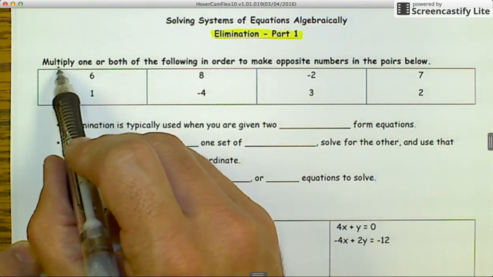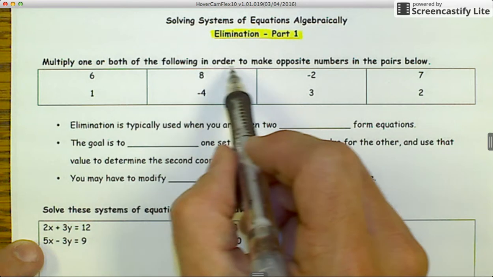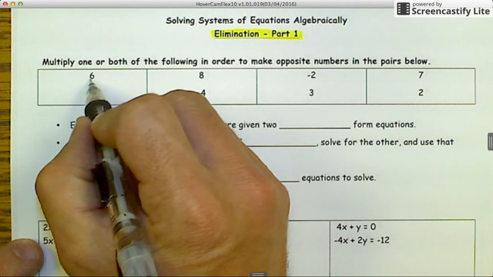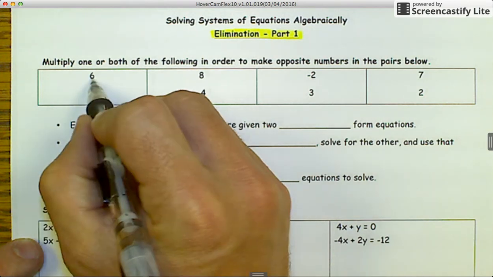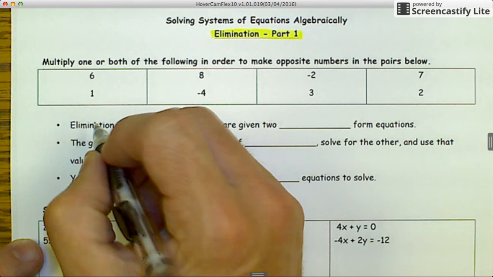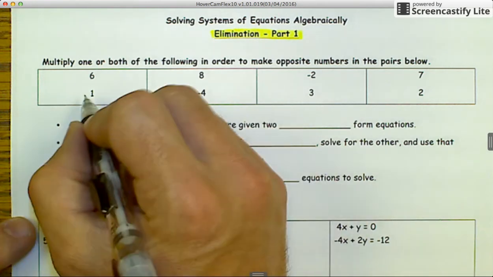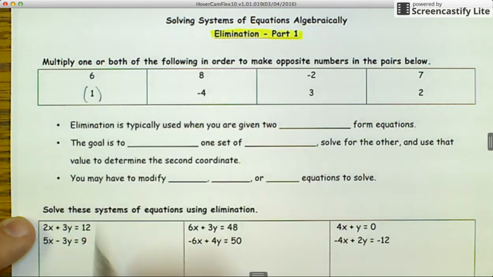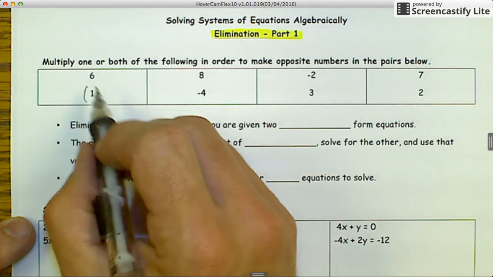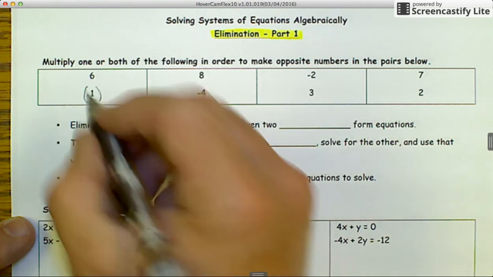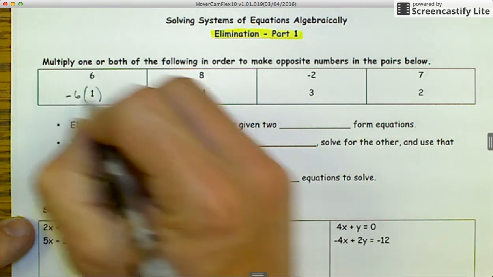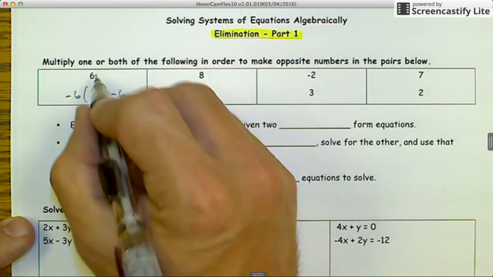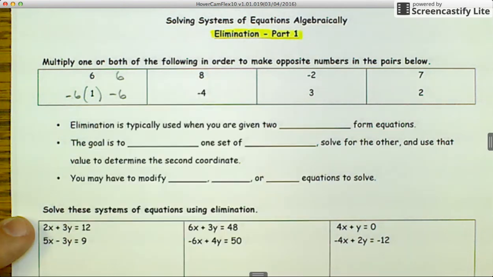And what these problems say is multiply one or both of the following in order to make opposite numbers in the pairs below. So I have the pair 6 and 1, and I notice that they're both positive, so they're not opposites yet. So I need to multiply one of these values by a number, and I'm going to multiply the bottom number so that we get the opposite. So if we have 6 here and we have 1 here, we can multiply the bottom number by negative 6. Positive 6 there, negative 6 times 1 would be negative 6. And now these are opposite numbers.